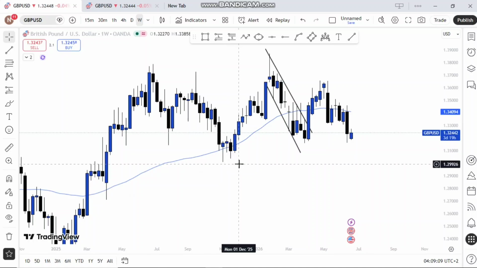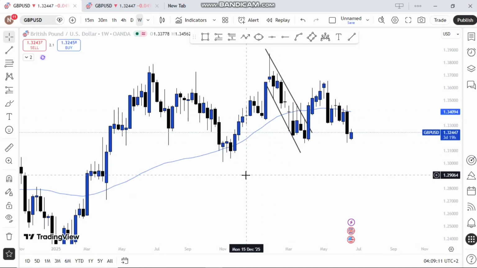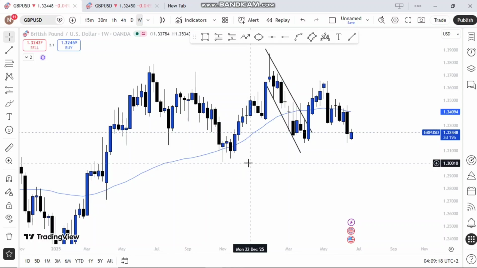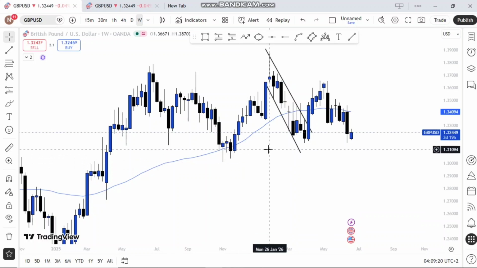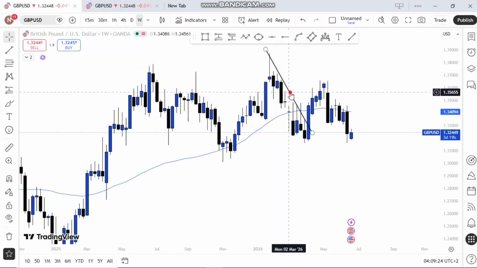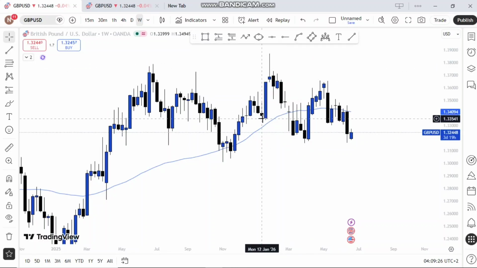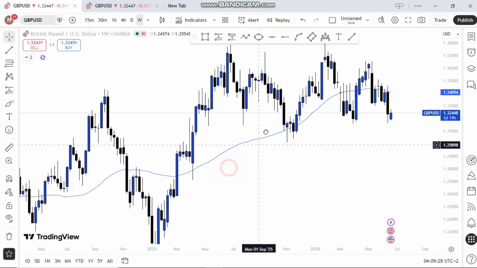So this is the weekly chart. Why do I need a weekly time frame? To see the overall direction of the chart. What is happening on the market? Are we buying or selling? So now I can clearly see that we are bullish.